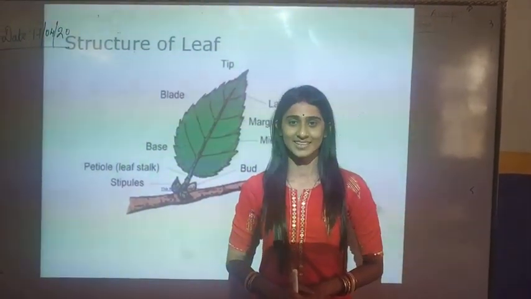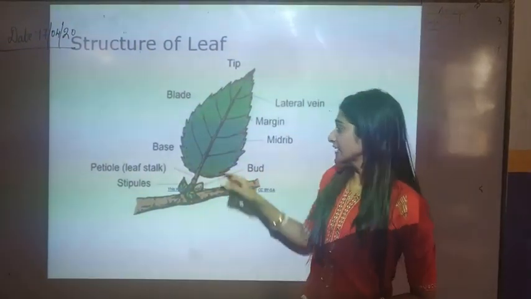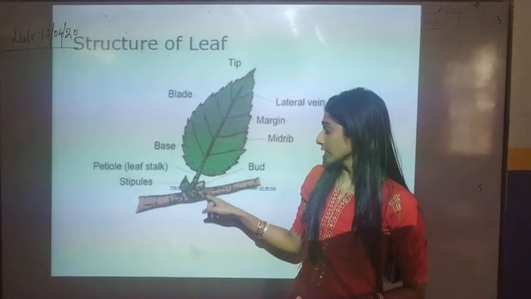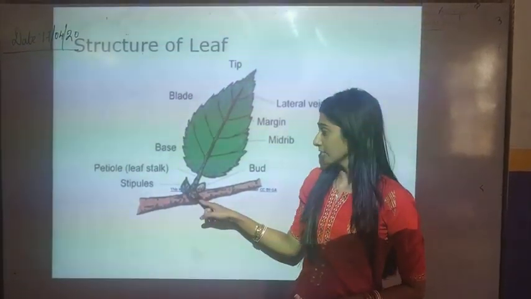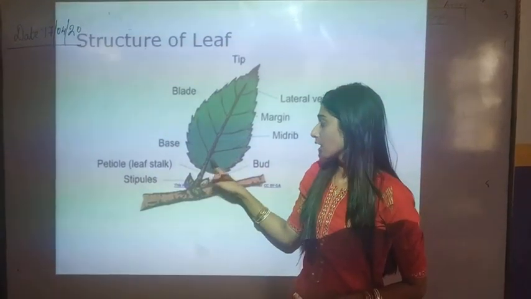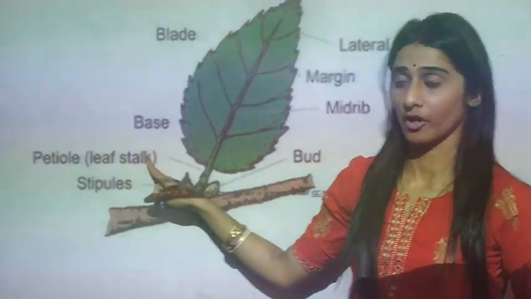Now let's understand the structure of a leaf. You can say a leaf is attached to the stem with a node. This particular point that attaches the leaf with the stem is known as the petiole or leaf stalk. Okay?